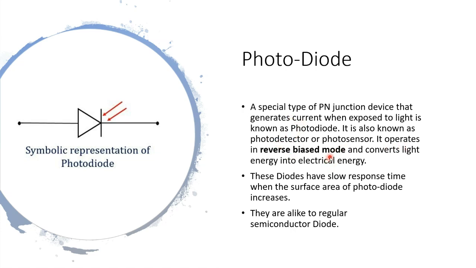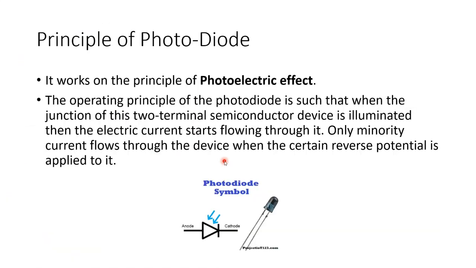It operates in reverse bias mode, since the current is produced using the minority charge carriers, and it converts light energy into electrical energy. These diodes have a slow response time. As we know, the photoelectric effect is a slow process, and thus when we increase the surface area, more radiation is incident on the diode. It has a faster response time and faster current is produced. And it is alike to the normal PN semiconductor diode.